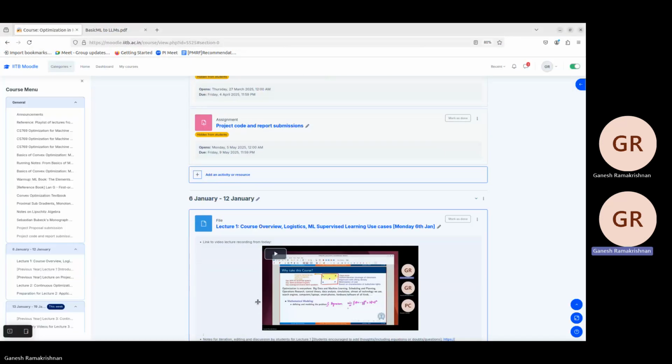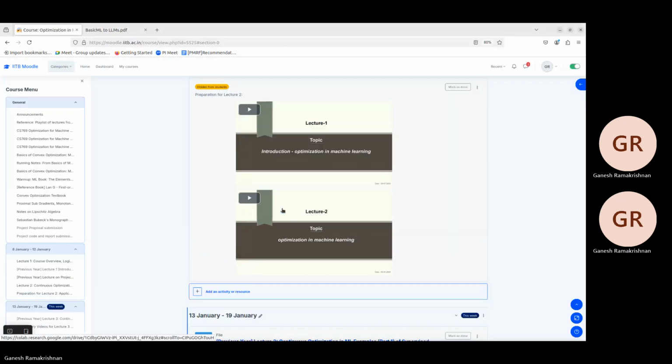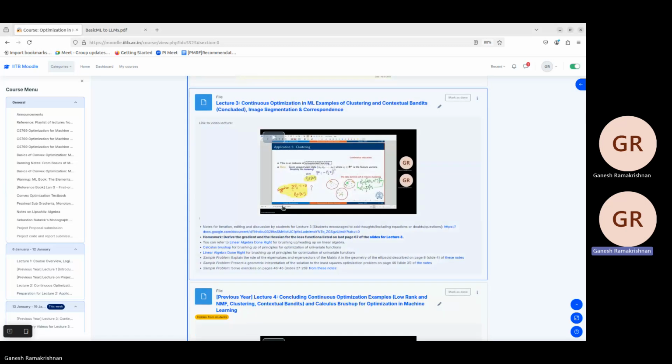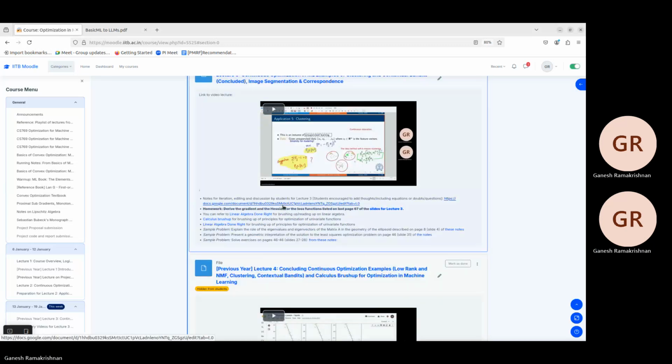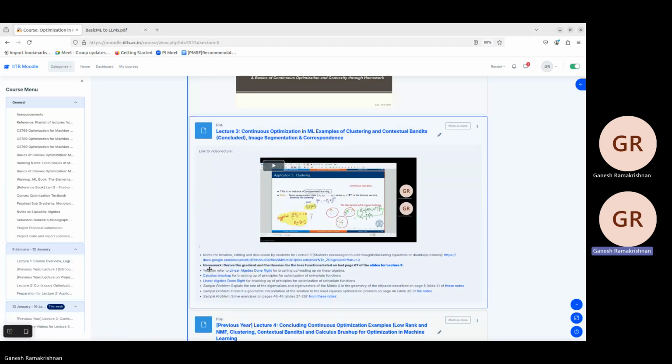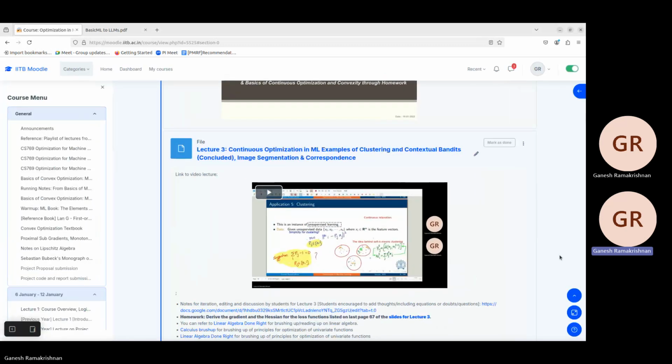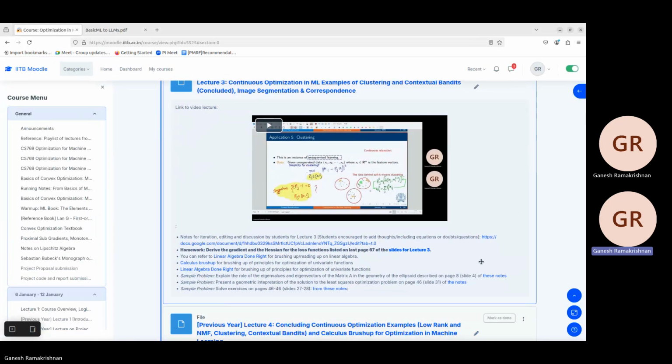They're all from Moodle. So here you see the homework: derive the gradient and Hessian for the loss functions listed on last page 67. Did you all look at it? I also put it on Teams. Please make sure you look at homework problems in every class.